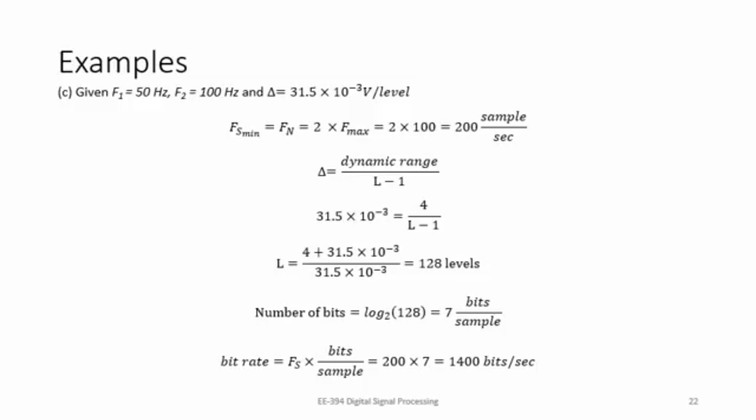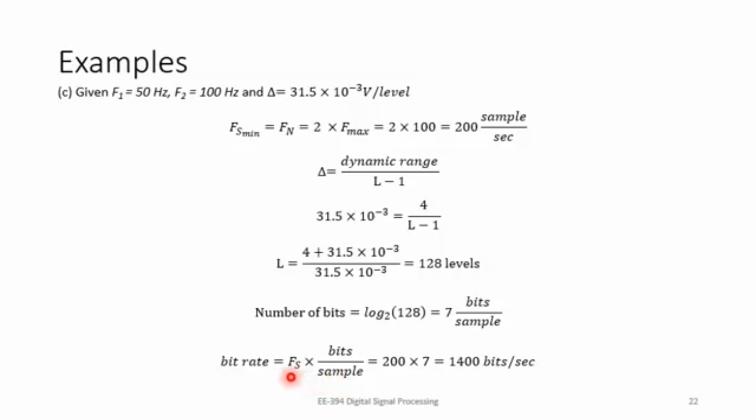In part C, we were provided with two frequencies. f1 is 50 Hz, f2 is 100 Hz, and the resolution was provided as 31.5 × 10⁻³ volts per level. And we were asked to see whether we can reduce the bit rate. So we see the bit rate is fs × bits per sample. So if we want to decrease the bit rate, then either fs has to be reduced or bits per sample has to be reduced.